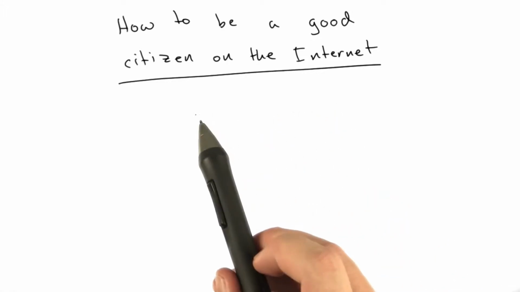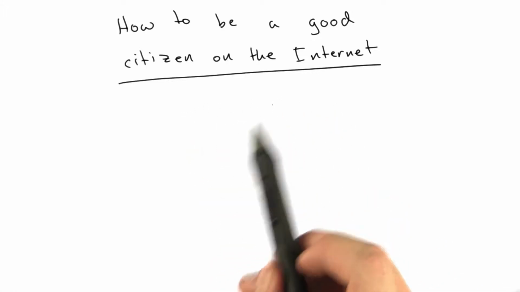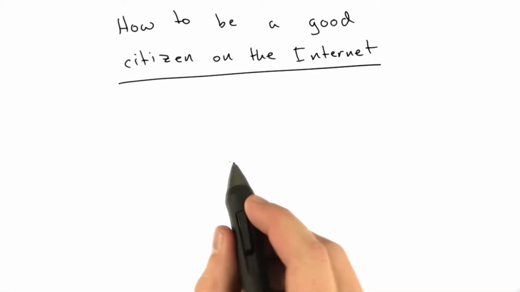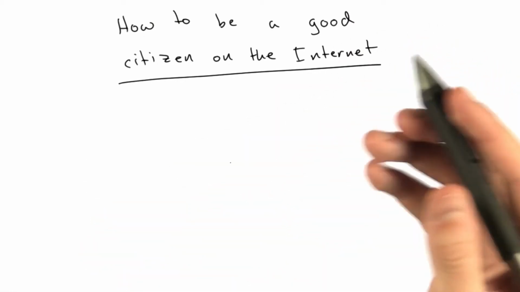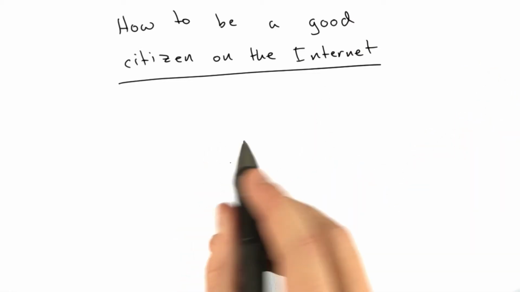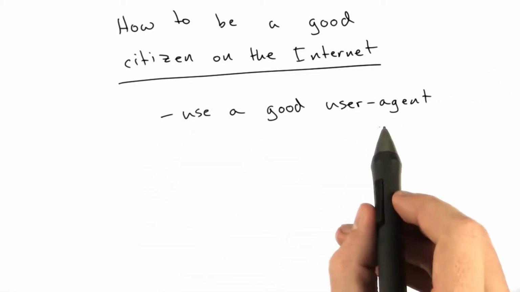I'd like to now take a few moments to talk about how to be a good citizen on the internet. There are two key things you can do when you're writing programs to manipulate other people's websites or to access other people's websites that will make everybody's life a lot easier. One is use a good user agent.